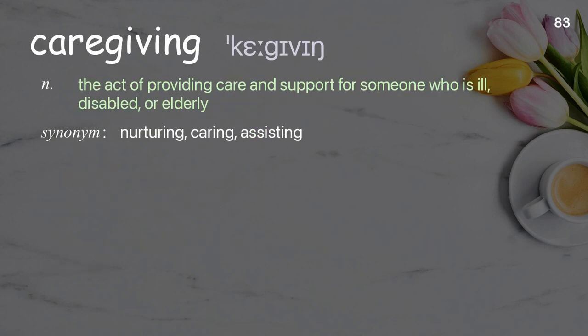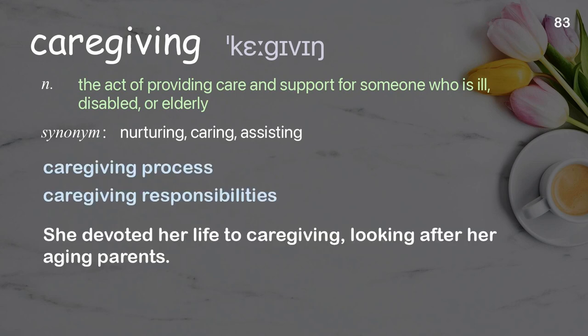Caregiving. The act of providing care and support for someone who is ill, disabled, or elderly. Examples. Caregiving process. Caregiving responsibilities. She devoted her life to caregiving, looking after her aging parents.